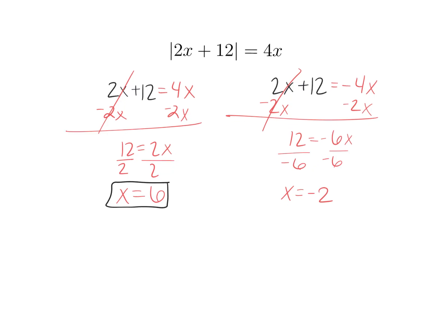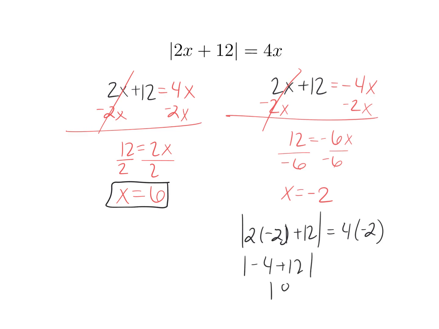So when I go to check negative 2, I have 2 times negative 2 plus 12, and then 4 times negative 2. So this would become negative 4 plus 12, which is the absolute value of 8, is then equal to negative 8. But we know when I take an absolute value, it's always positive, which means this is not true. So negative 2 does not work for a solution, and our only answer is 6. All right, go ahead and work on the problems on the back.